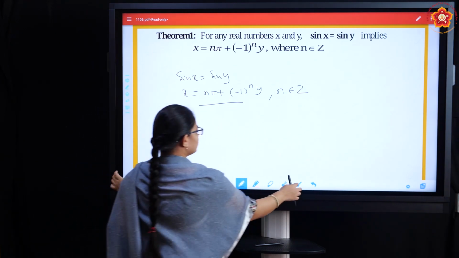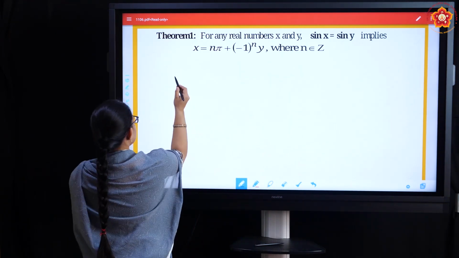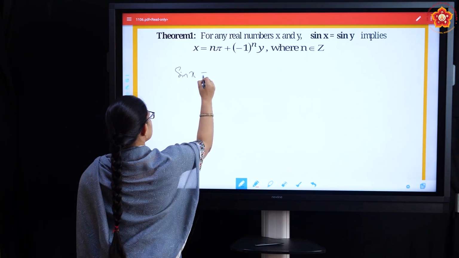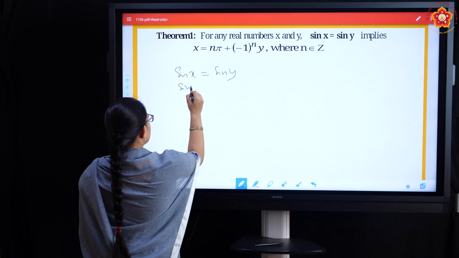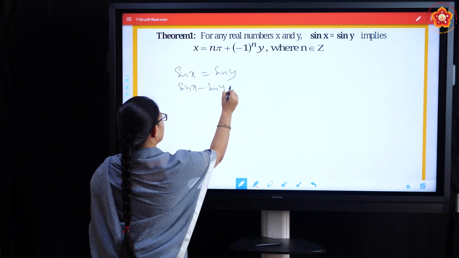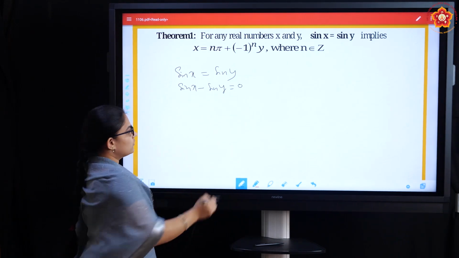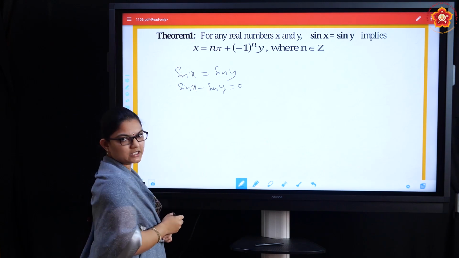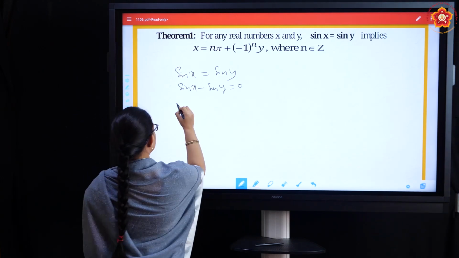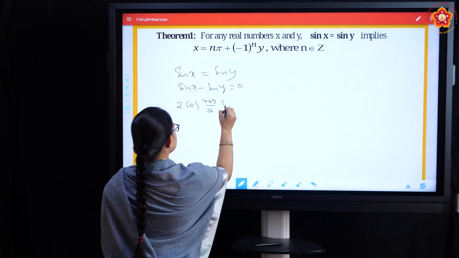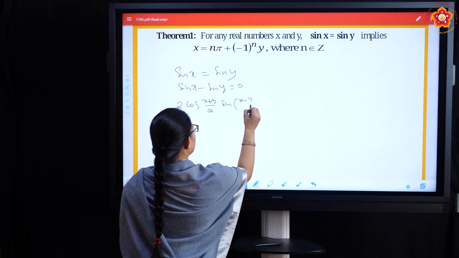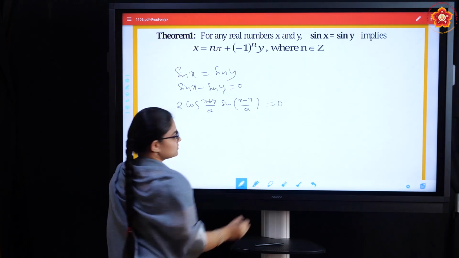So how shall we prove this? We have, it is given sin x is equal to sin y. So we can write that as sin x minus sin y is equal to 0. Now what is sin x minus sin y? We have the identity sin x minus sin y is equal to 2 cos (x plus y)/2 sin (x minus y)/2 is equal to 0.